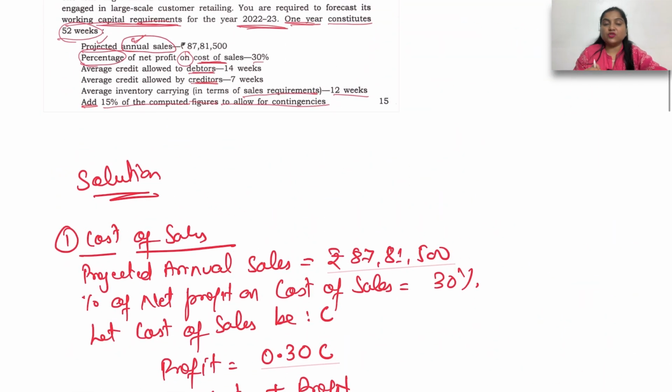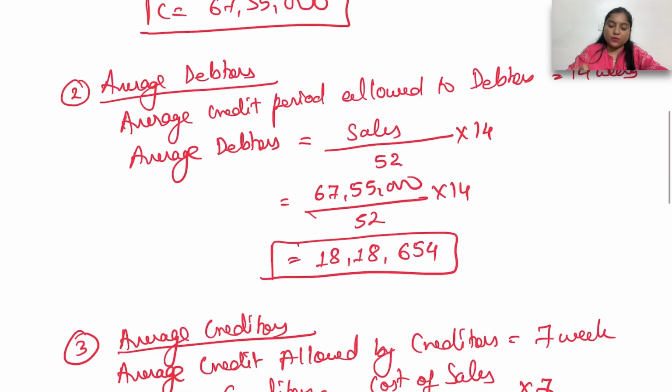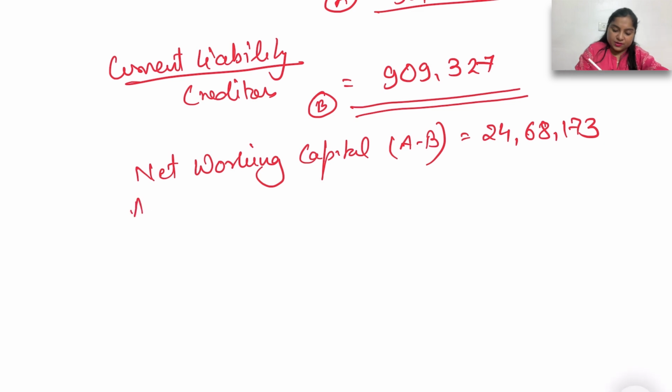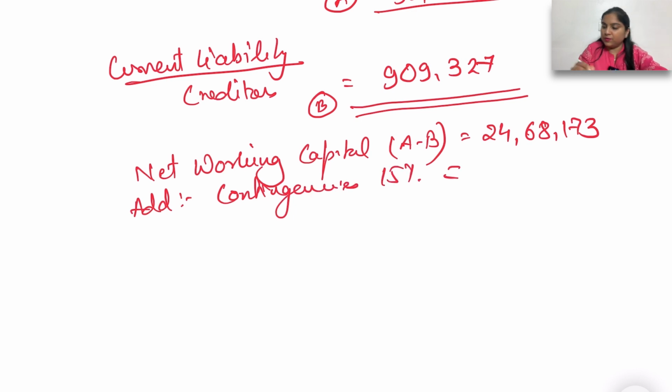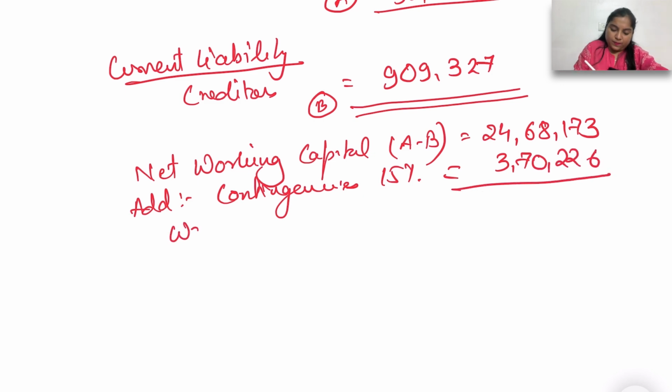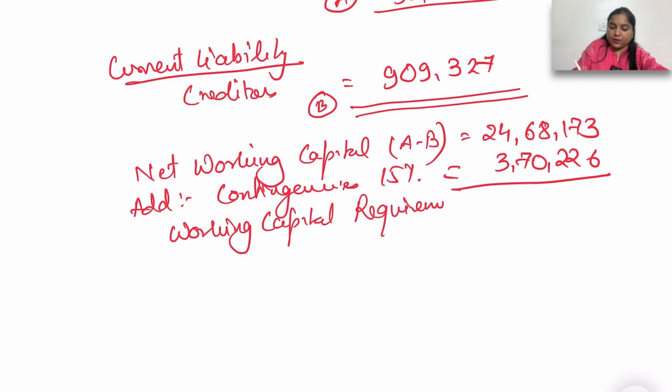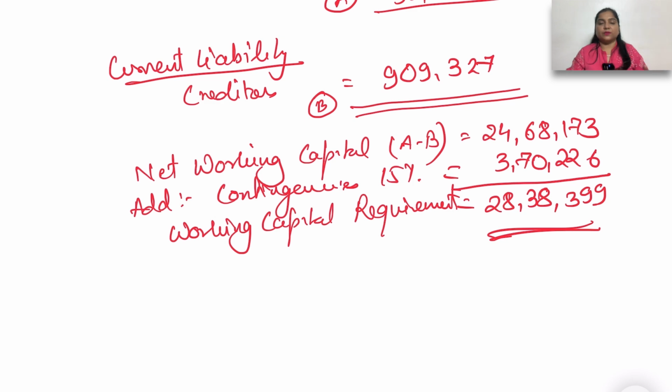And the question specifically mentioned to add margin. Okay, the question specifically mentioned to add 15% of the computed figure to allow for contingencies. So let's add the contingencies, 15% of 24,68,173, which is 3,70,226. Okay, so the net result will be the working capital requirement. Once again, 24,68,173 plus 3,70,226. It's 28,38,399, which is your net working capital requirement.